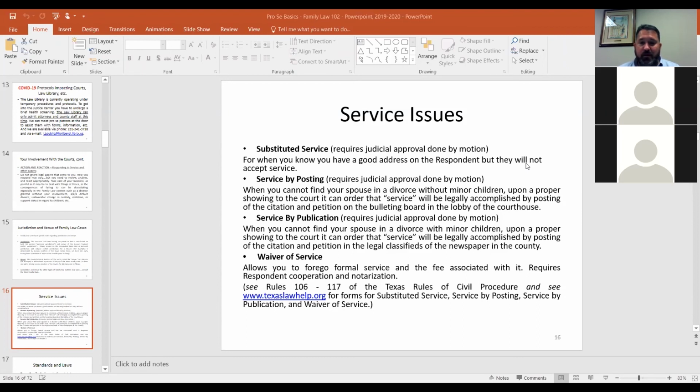Say if somebody, you know where they live, they never want to answer the door. The deputy goes up there, knocks on the door, nobody ever answers. Well, that's not going to keep them from getting sued in the divorce case. They'll just have to arrange for what's called substituted service, where they can end up leaving the paperwork at that home, say on the front doorstep.